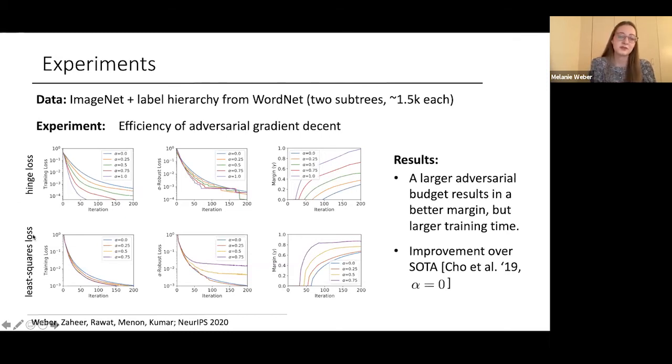So here we see for 2 different loss functions, the hyperbolic squares loss and the hyperbolic hinge loss, the results. And here we see, just as the theory predicts, a larger adversarial budget allows us to achieve a better margin, but also have a larger training time. And then here we can also compare against the state of the art. So those are, as previously mentioned, an extension of support vector machines into hyperbolic spaces. So in our framework, this corresponds to the algorithm with no adversarial perturbations, and we see that we significantly improve over those with that adversarial augmentation of the data set.